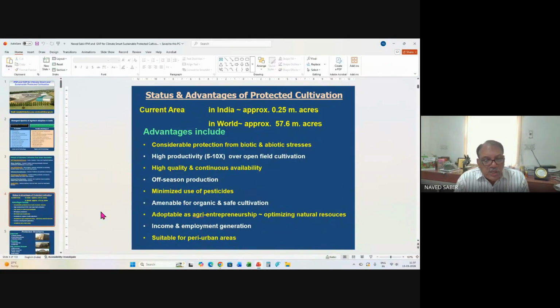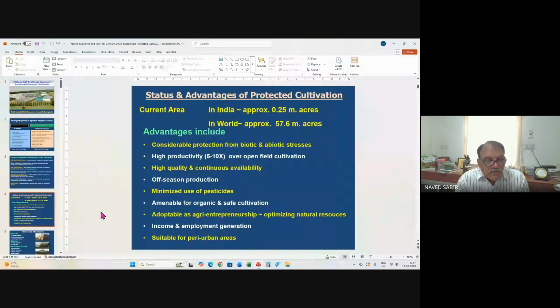Similarly, protected cultivation is adoptable as agri-entrepreneurship, optimizing natural resources, with income and employment generation better as compared to open field cultivation. The employment was higher. For example, in open field cultivation you require 1 to 2 labor per acre, in protected cultivation you require 3 to 4 labor per acre.